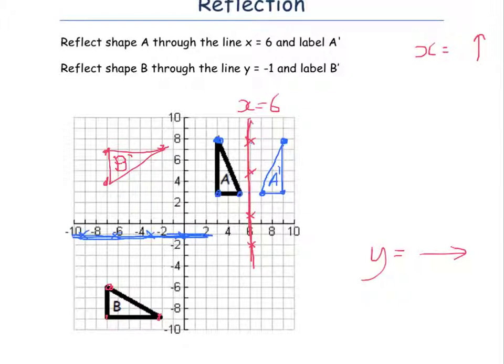Now if you're asked to describe a reflection, remember the key thing you've got to locate is where is the line of symmetry, which is always going to be the line directly in the middle between your two shapes.